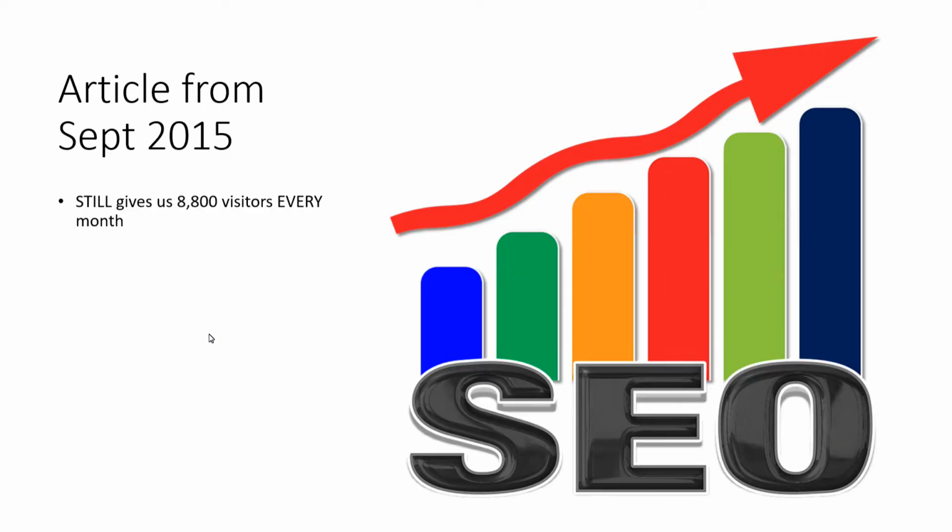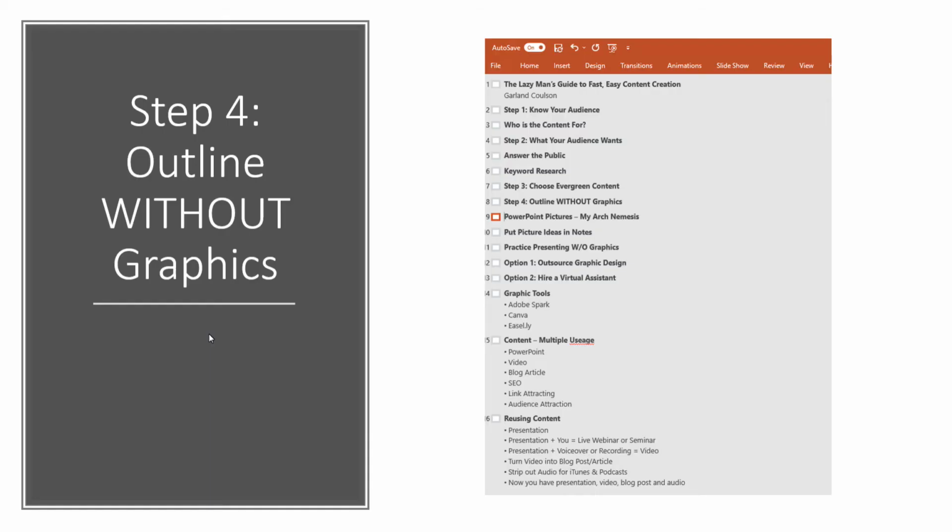There's one article I created in September of 2015 that still gives us over 8,000 visitors every month. So that's an example of how you can create once and attract traffic forever using content if you're working with evergreen content.